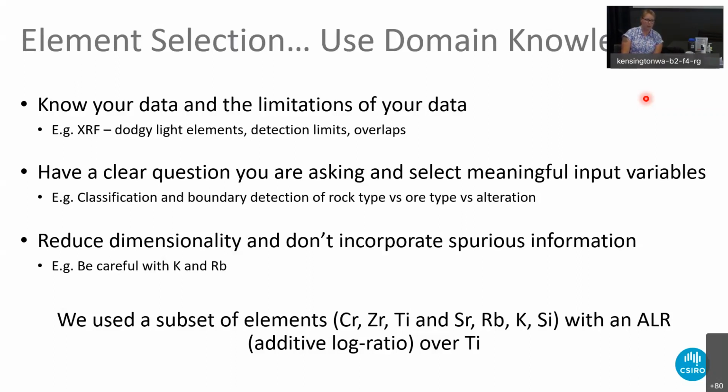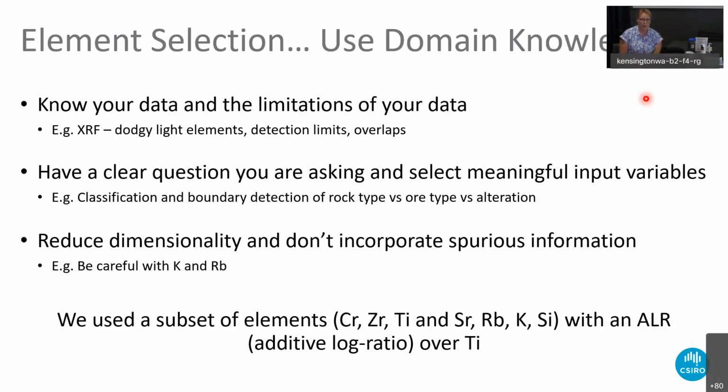So if you know that 2 elements correlate with one another, you could reconsider whether you should put those both into your data set, because that can create artificially strong boundaries. So for instance, one you might want to be careful with is potassium and rubidium in some cases. So in our case study, we use a subset of elements. We use chromium, zirconium, titanium, and then strontium, rubidium, potassium, and silica, because these are pretty standard elements for distinguishing both mafic and more kind of granitic composition rocks.